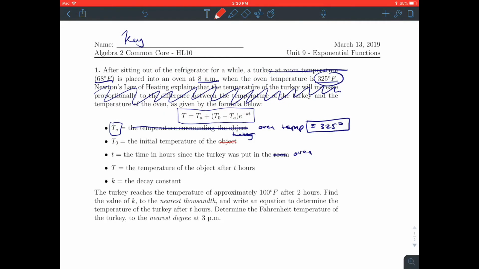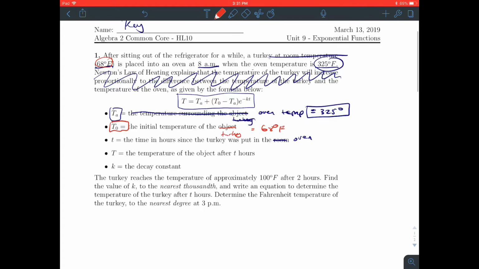Next up, T sub 0 is the initial temperature of the turkey, and that was given to us too. We know that this T sub 0 will always equal 68 degrees Fahrenheit. Little t, the time in hours since the turkey is put in the oven, is going to be changing in this problem, depending on which time we're looking at. Big T, the temperature of the object, is also going to be changing, because the turkey is going to be warming up to oven temperature over time. Little k, the decay constant, was not given to us.